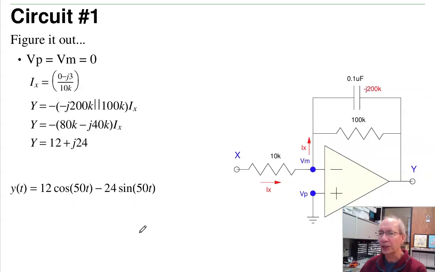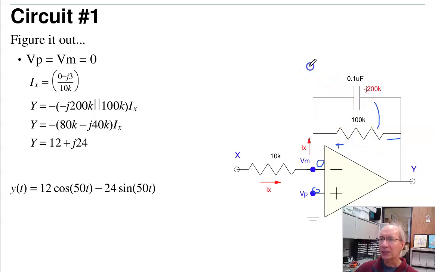Another way to do it is try to figure it out. So again, if this is 0 volts, this is 0. The current Ix is just x over 10k. That has to be current going up as well. Conservation of current is current in equals current out. Well, I've got 10k going between this impedance. Put these in parallel. And I get parallel impedance is 80k minus j40k. Voltage is I times R. So the output is actually going to be minus, since this is 0, minus I times R gives you 12 plus j24.